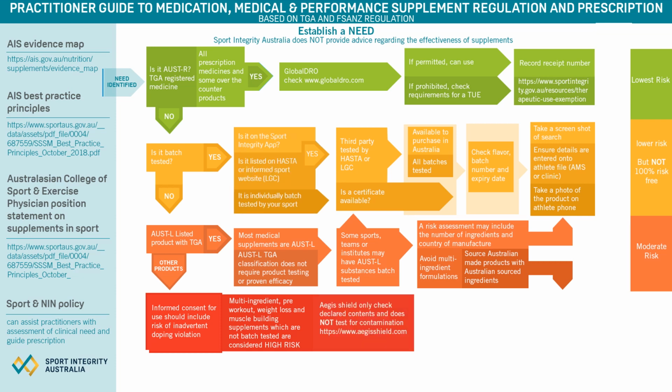There is a product available on the internet called Aegis Shield that allows the examination of certain substances, but it only looks at the individual contents and therefore does not test for contamination and cannot be relied on to exclude the risk of an anti-doping rule violation. This is reinforced also by the fact that checking of individual contents of substances does not exclude the risk of contaminants.